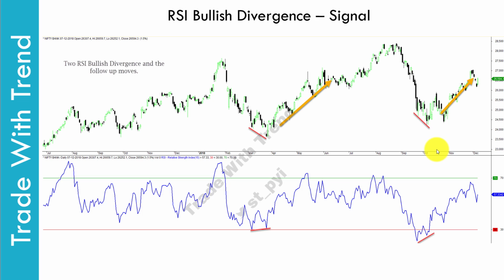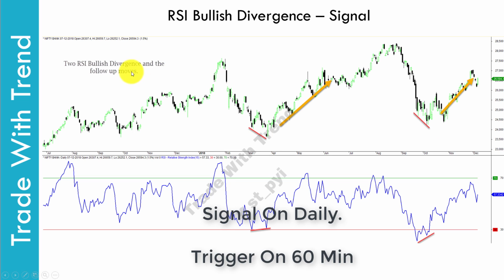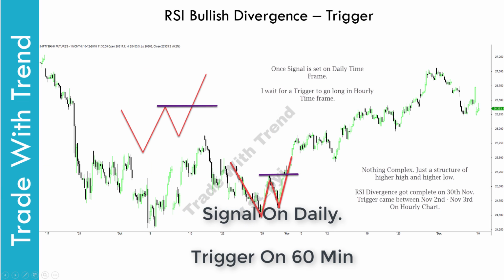Now, based on the rules we have seen, once the divergence is complete, this is just a signal that you should be preparing for a long trade. As a part of the trigger, to initiate the trade, I move down to a 60-minute time frame chart and then I look for a trade. So let me repeat, the signal portion I look for on the daily time frame chart and the trigger portion I look for on a 60-minute chart.